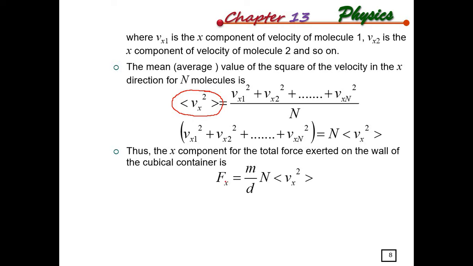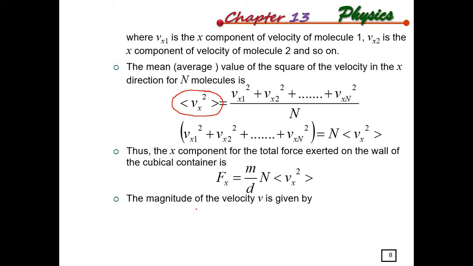The average force exerted by all molecules in the container equals m over d times N, where N is the number of molecules in the container, times the mean square of the velocity, vx squared. Okay, this is for x only. And then for the average force exerted in the y direction, Fy equals m over d times the mean square velocity of Vy, and also for Vz.